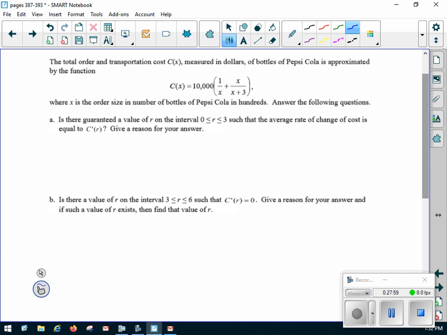Okay. The total order and transportation cost C of X, measured in dollars of bottles of Pepsi, is approximated by that function. This function is the total order and transportation cost, where X is the order size in hundreds.